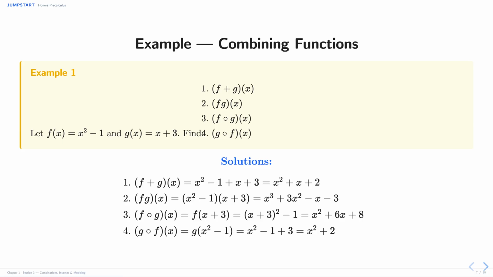For composition, f of g of x equals f of x plus 3, resulting in x plus 3 squared minus 1, simplifying to x squared plus 6x plus 8. Lastly, g of f of x equals g of x squared minus 1, which simplifies to x squared plus 2.